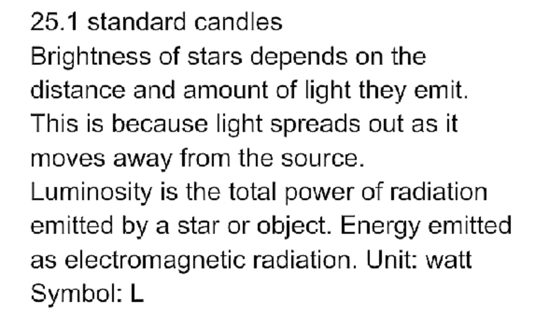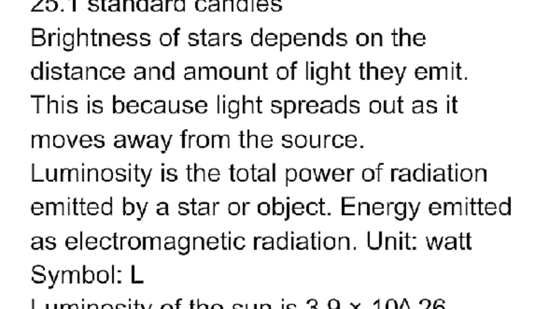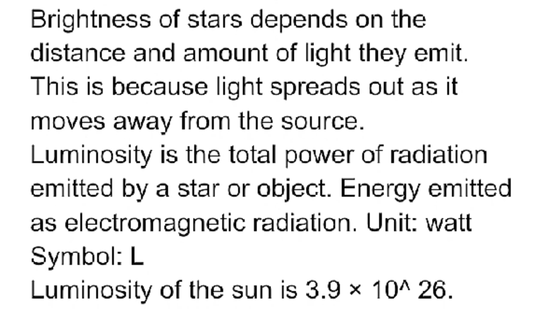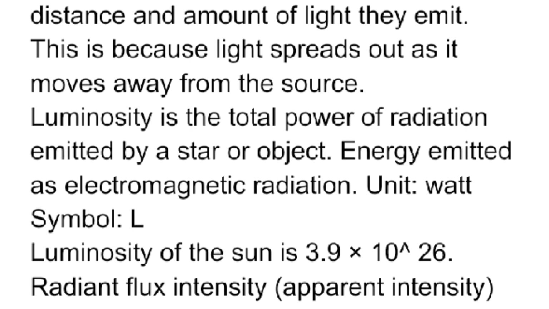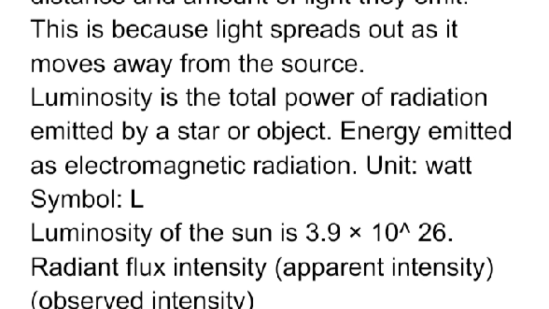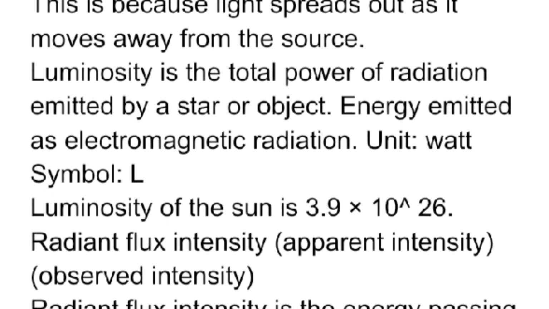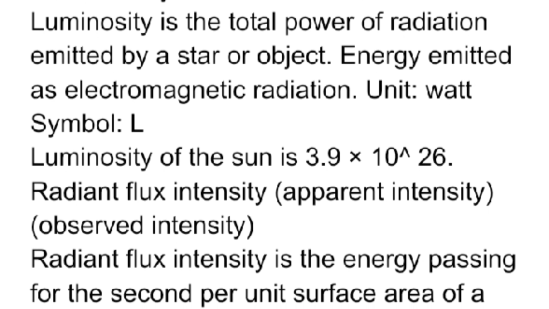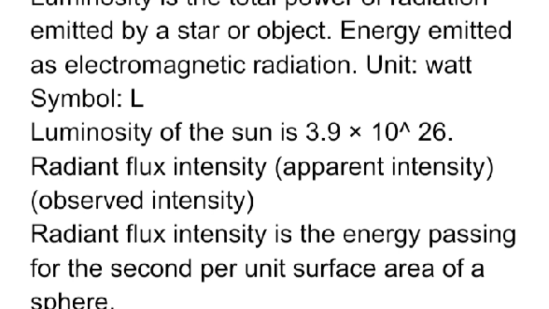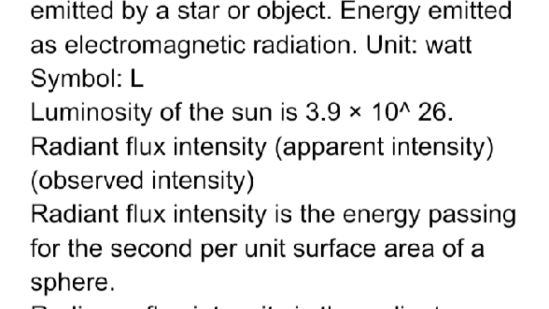25.1 Standard candles. The brightness of stars depends on the distance and the amount of light they emit. This is because light spreads out as it moves away from the source. Luminosity is the total power of radiation emitted by a star or object. Energy is emitted as electromagnetic radiation. Unit: watt. Symbol: L. The luminosity of the Sun is 3.9 times 10 to the power 26 watts.